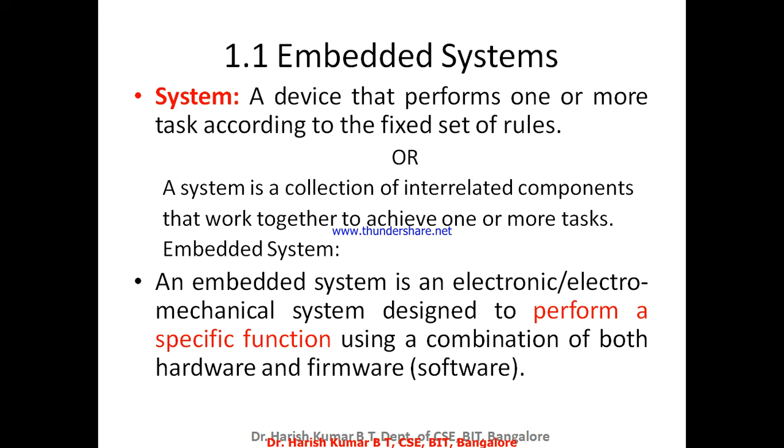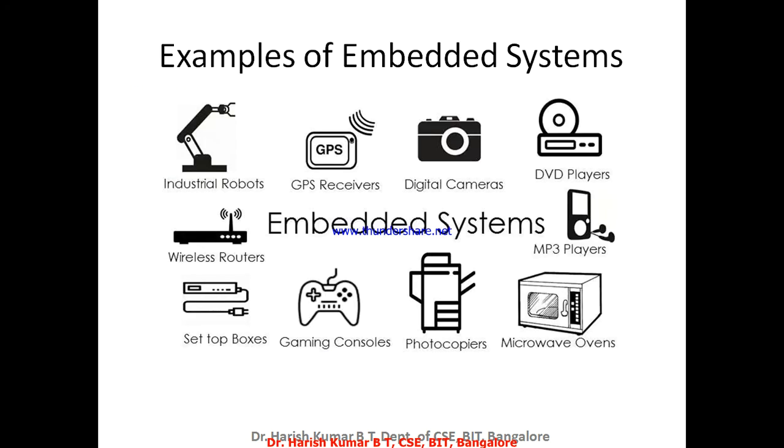First you understood the definition of the system, a collection of interrelated components, and later you understood the definition of an embedded system. An embedded system is either an electronic or electromechanical system which is designed to perform a specific task. In general, it can perform only a specific task or function using a combination of both hardware and software. Now what are the examples of the embedded system?